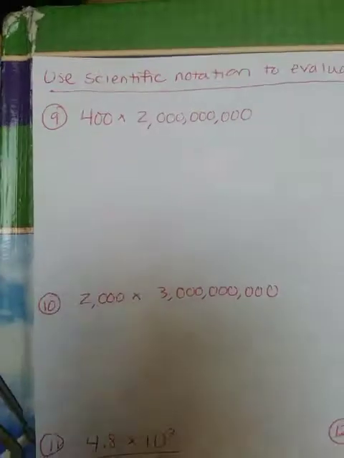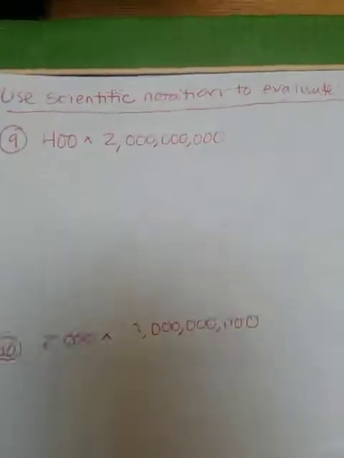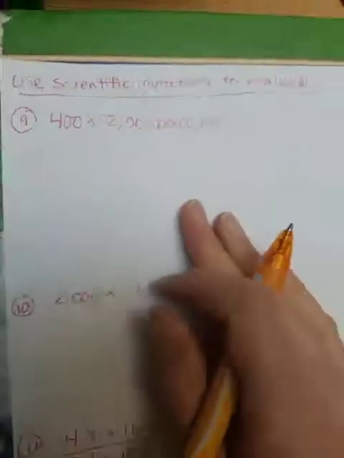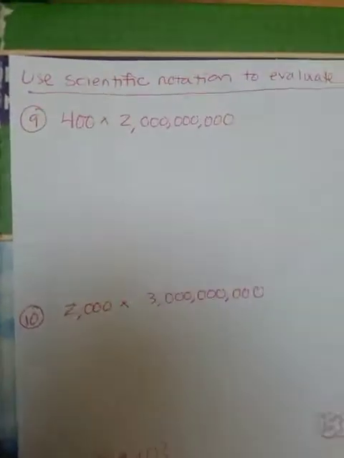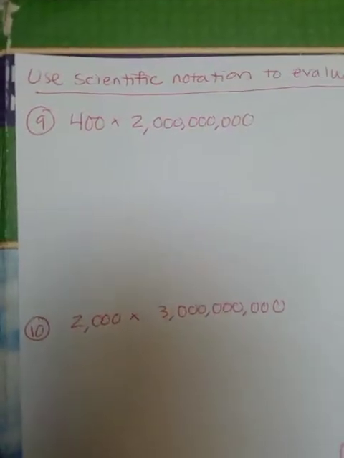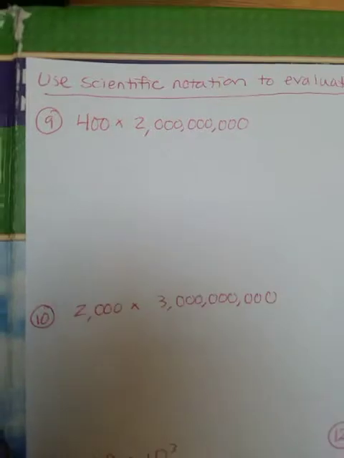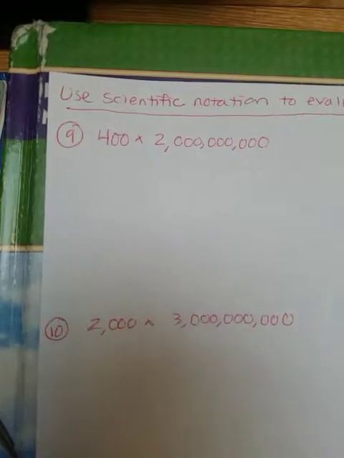All right, and so the last thing that we have here is applying properties that we have looked at to scientific notation. So here we go. Use scientific notation to evaluate. So this is the benefit of using scientific notation and not having to punch in a bunch of zeros. I know some of you would rather use a calculator to do this, but guess what? Some calculators can't handle numbers this big.